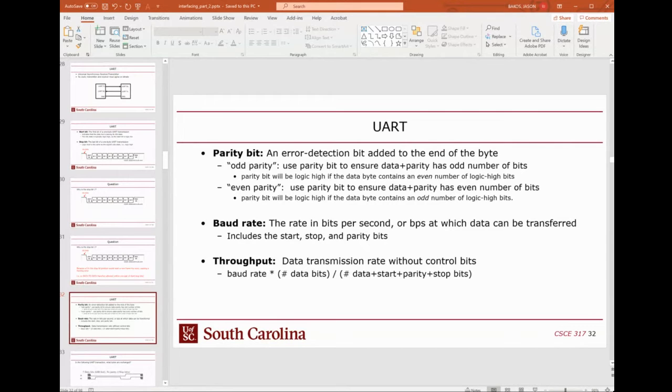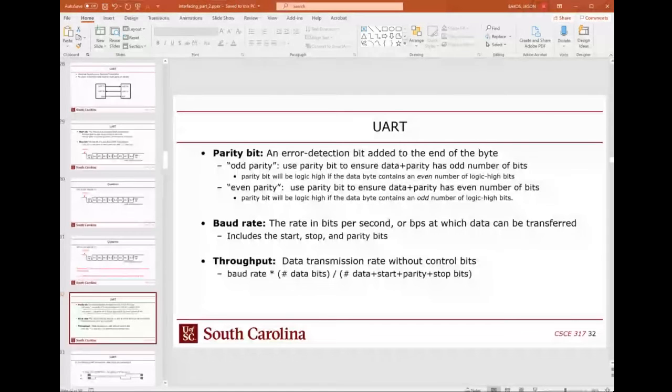Yeah, that's a good question. So UART is not a master-slave protocol. It's just a point-to-point protocol where you have basically a transmitting side and a receiving side, and you can cross them over. So there's no slaves in UART.